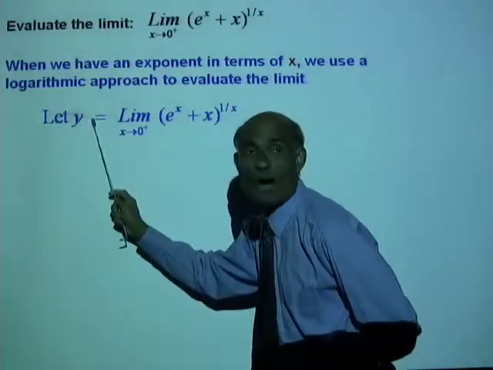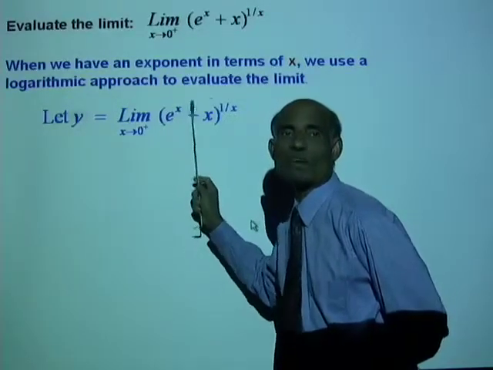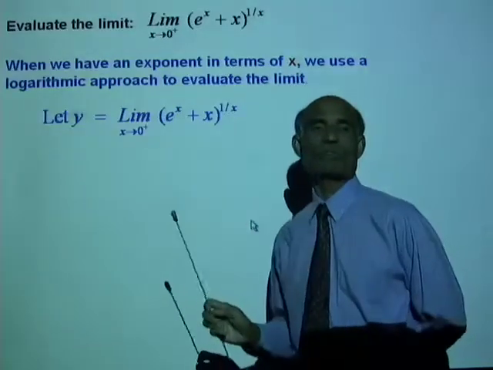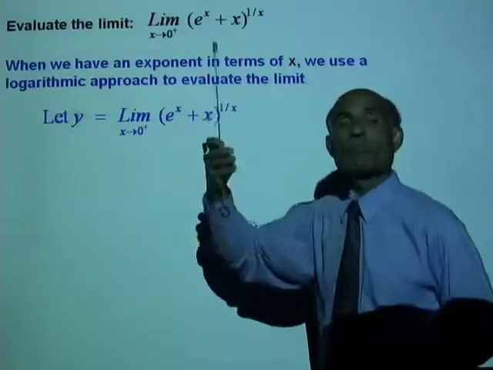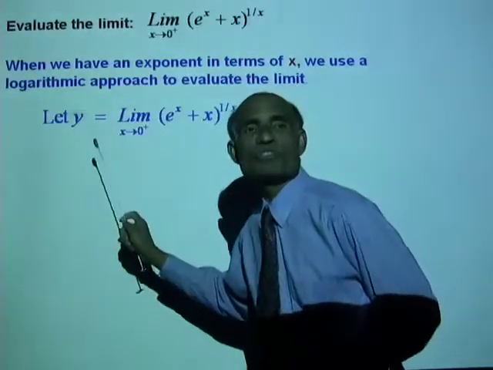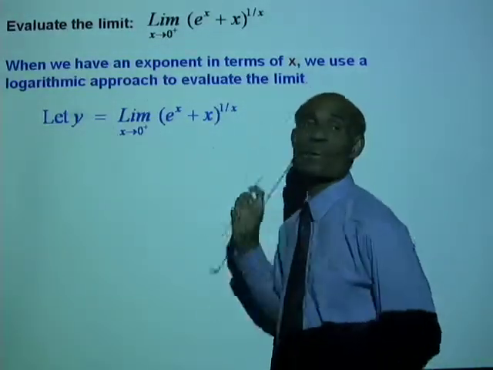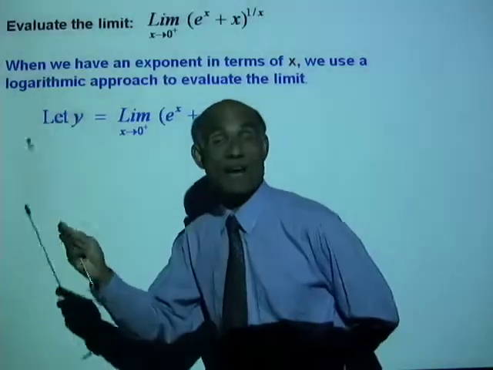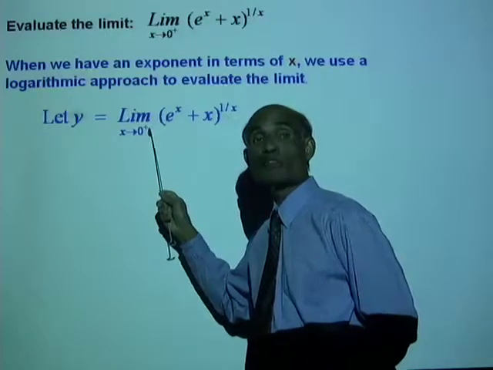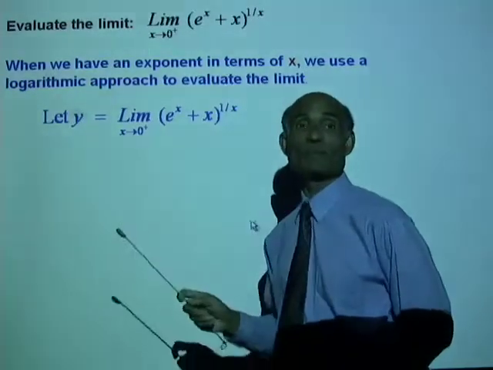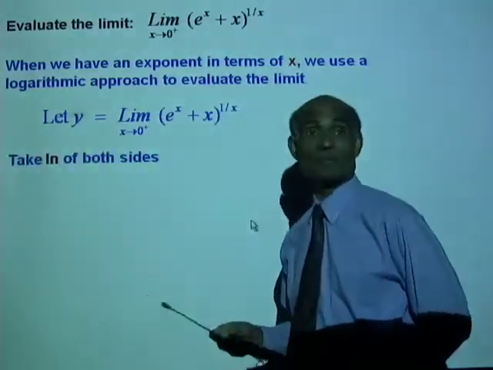So we say let y equal limit x approaches 0 from the right of e to the power of x plus x, all raised to the power of 1 over x. Whenever we have quantities raised to a power that contains the variable, this is the approach we need to take. Our aim is to ultimately find y, because what we want is the value of this limit. What happens if you take ln of both sides? Let's do that.